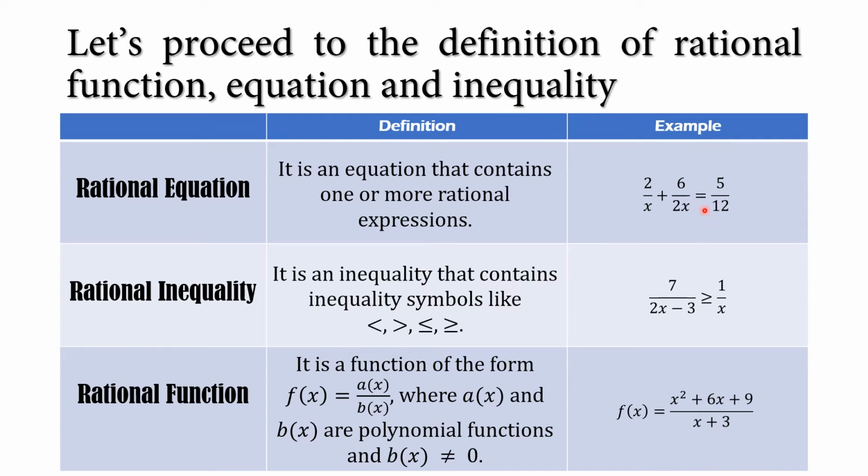Okay, if you can see an equal sign connecting two or more rational expressions, that is a rational equation. And if you can see an inequality symbol connecting two rational expressions, that is a rational inequality. But if you can see f of x and an equal sign, and after that there is a rational expression, therefore, that is a rational function. Okay, so you don't have to be stressed. You don't have to worry about it. It's so easy.